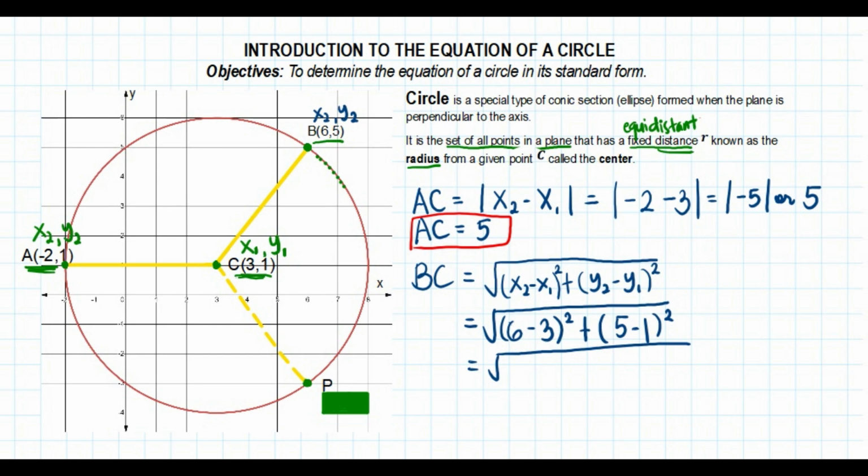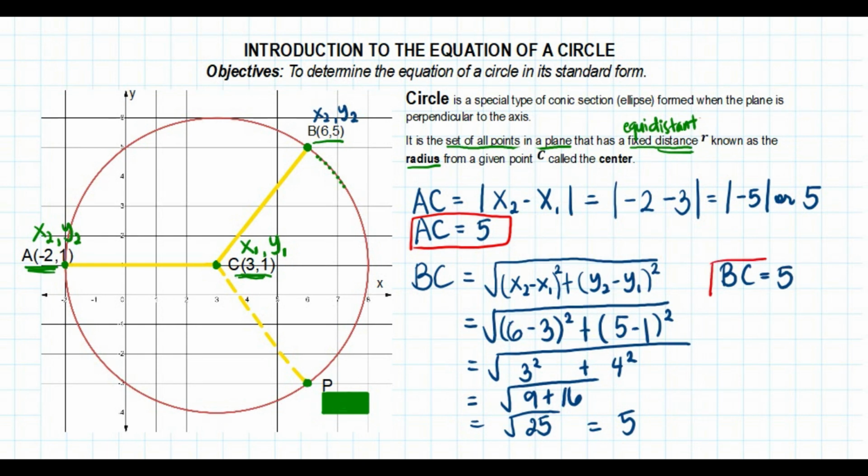6 minus 3 is 3 squared plus 5 minus 1 is 4 squared, which is equal to the square root of 9 plus 16. And ano ba yung 9 plus 16? Square root of 25, equal sa 5. Therefore, the distance between point B to C is 5. Then I will put box. Now, let's compare. Equal ba sila?